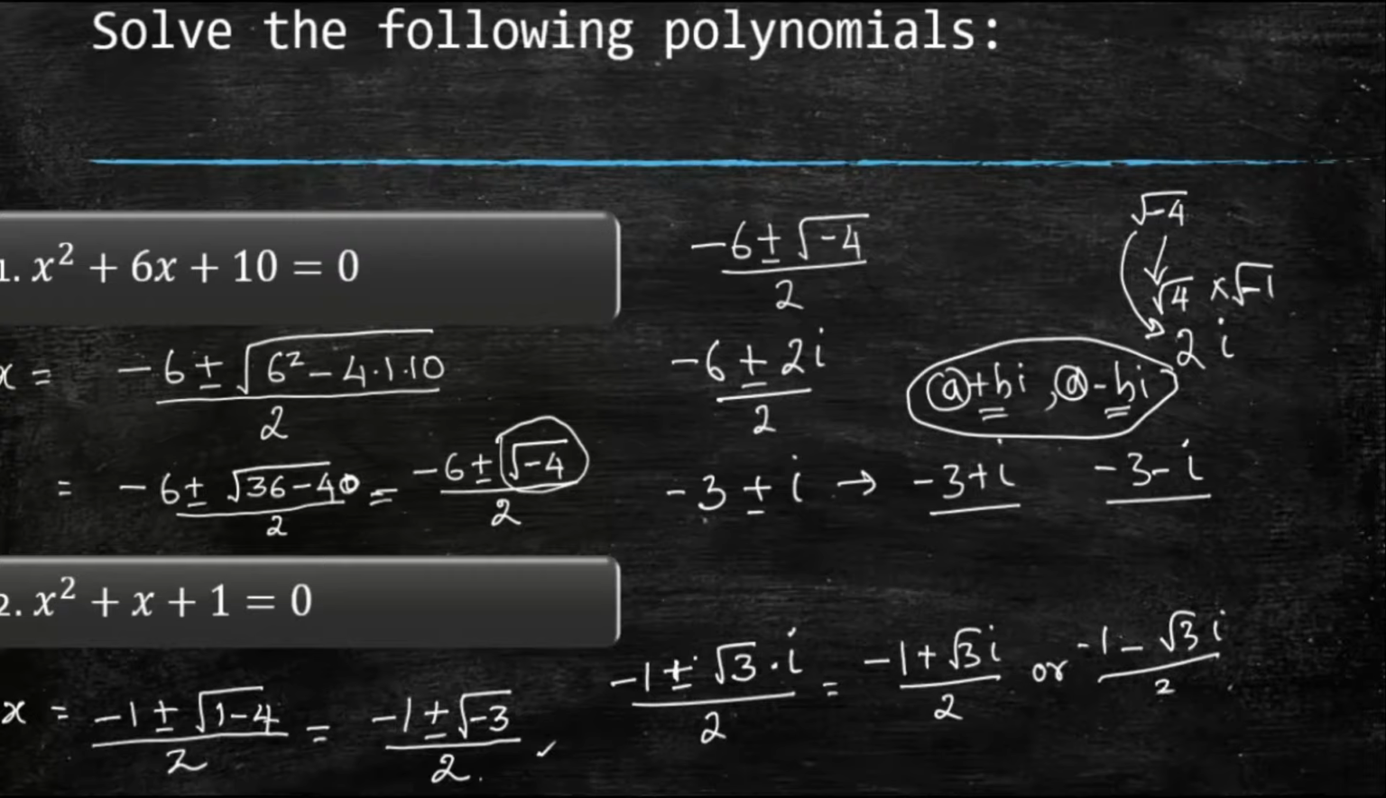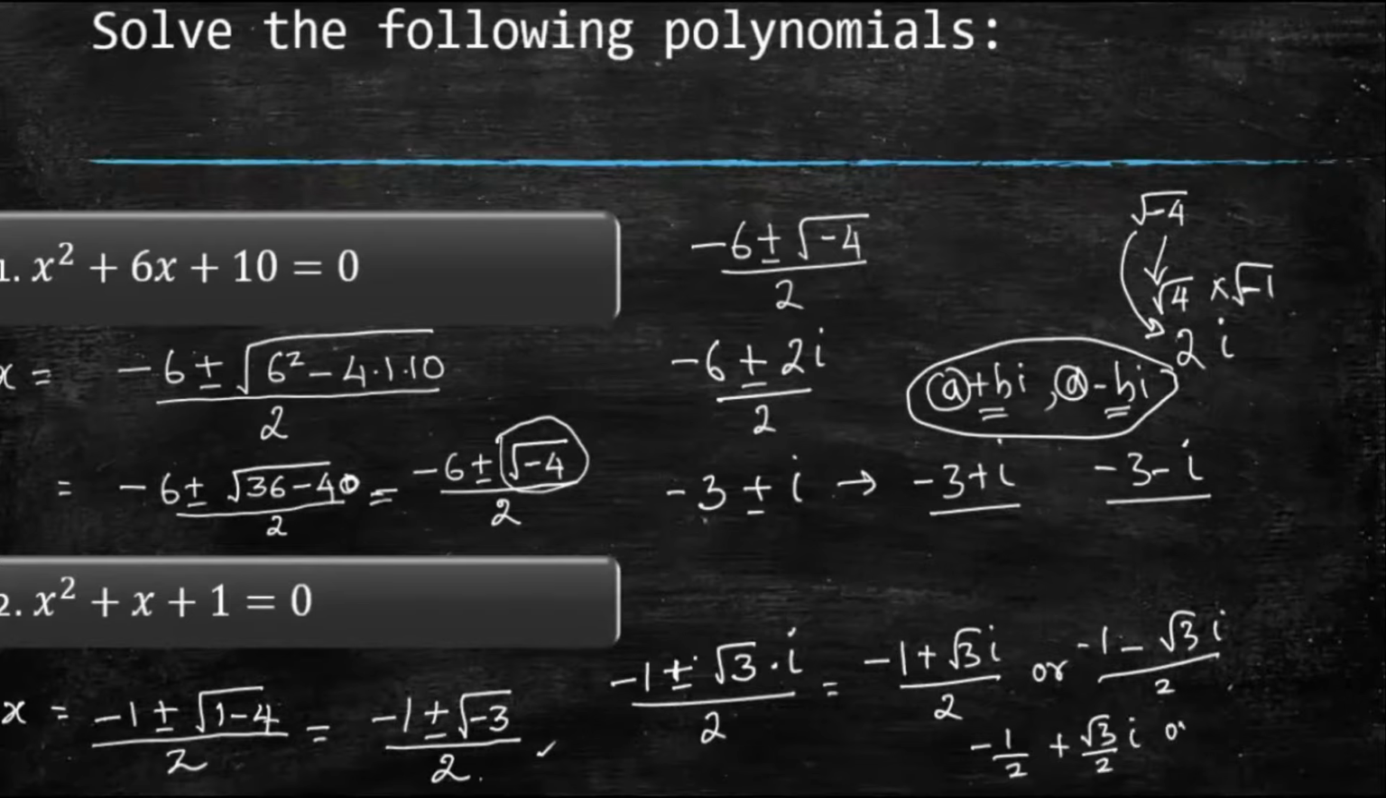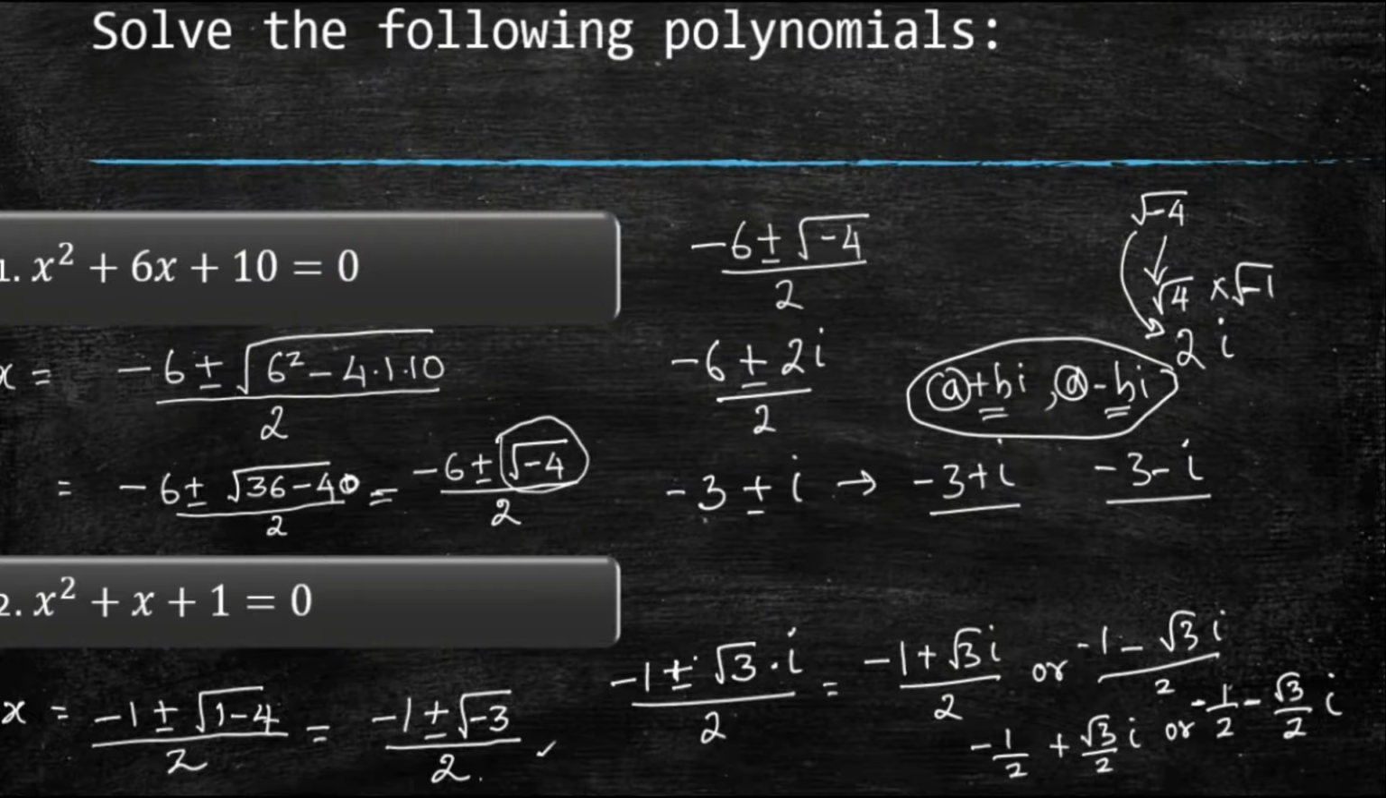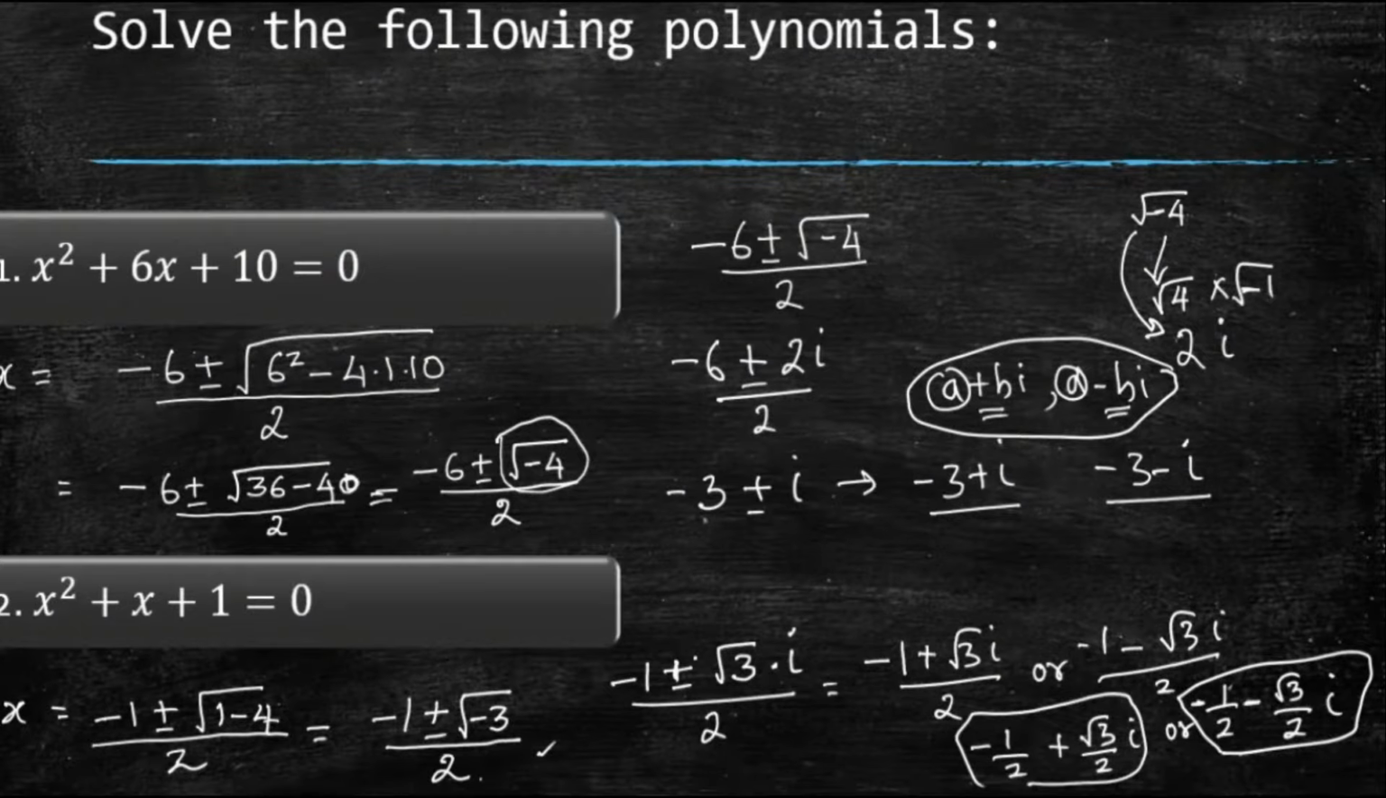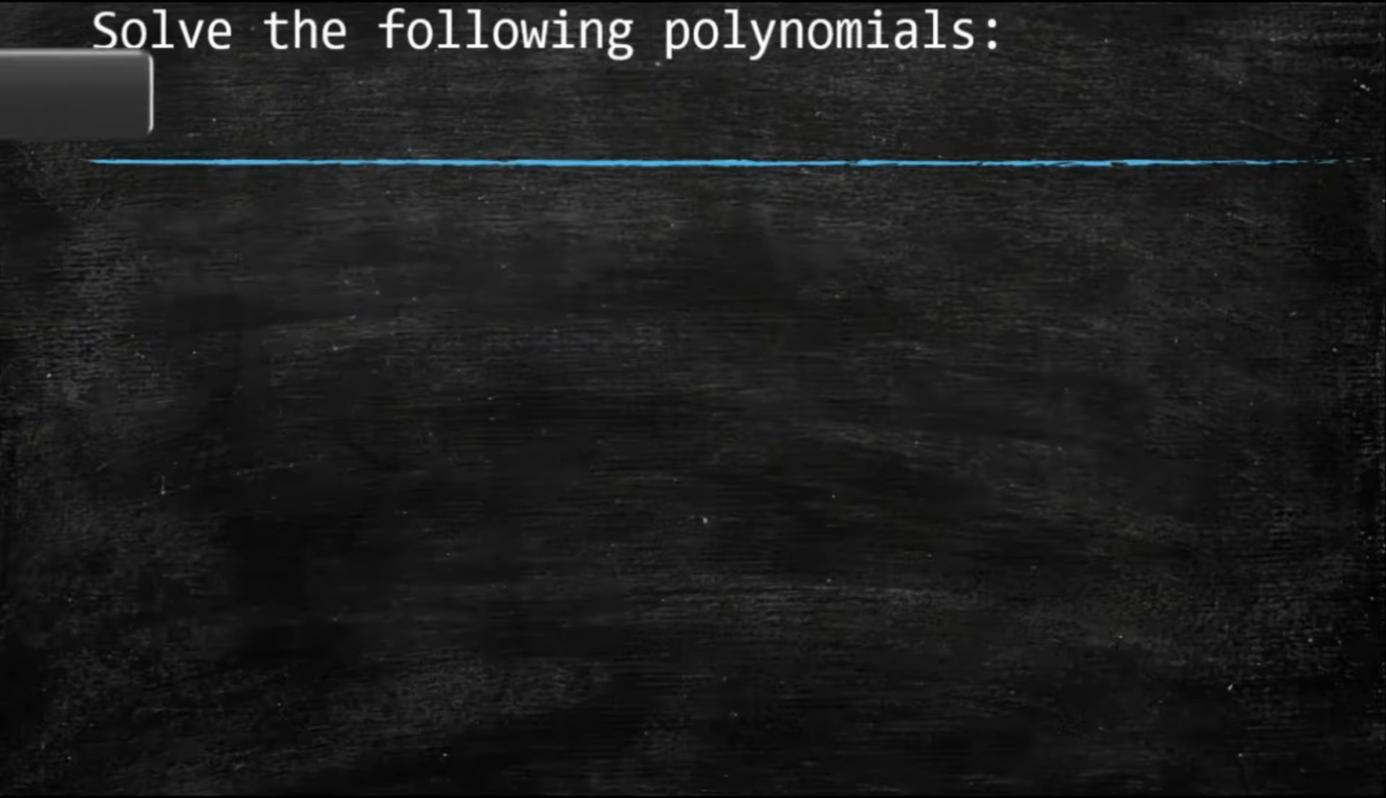And you can split this and write it in proper complex form, which is minus half plus root 3 over 2 i, which is a plus ib, or minus half minus root 3 over 2 i. So you can see again that these two are conjugates of each other, by changing the sign of the imaginary part. So let's move further and solve a little more of quadratic equations.